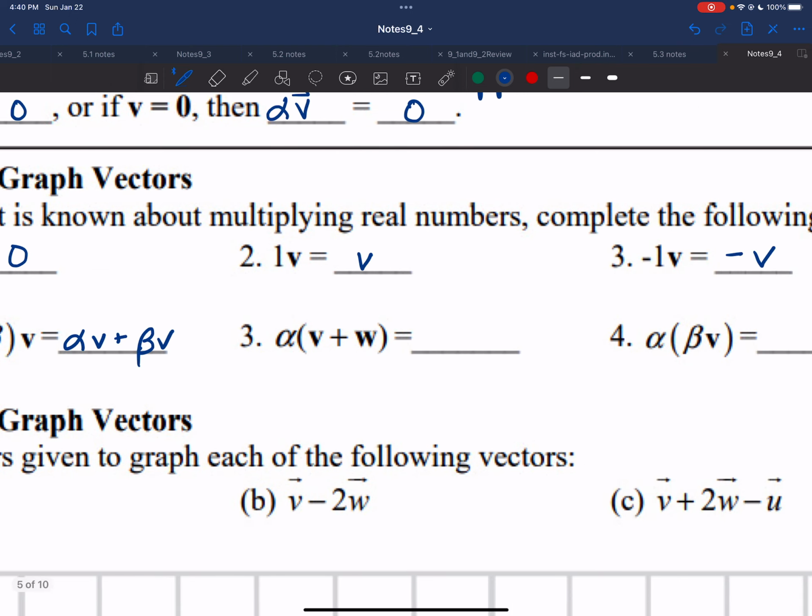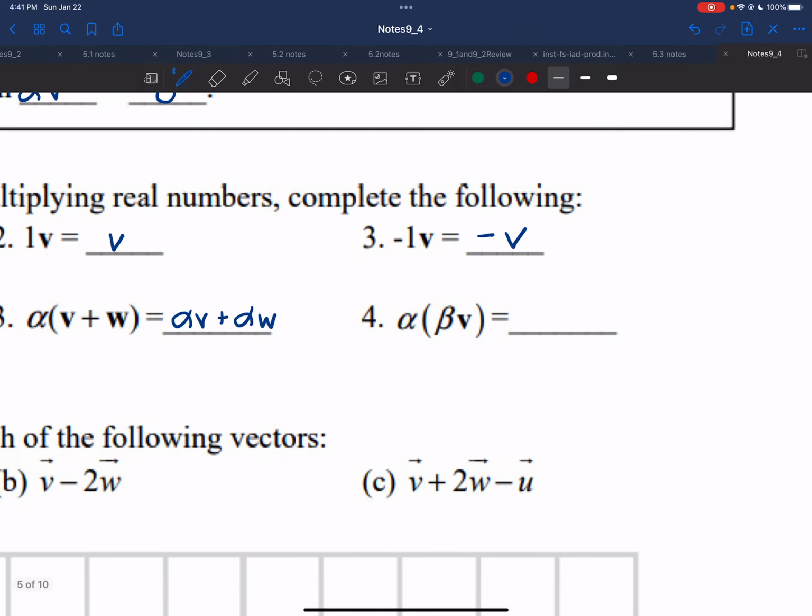And then here I have alpha multiplied by 2 vectors that are added together. So that would be the same as alpha v plus alpha w. And then I have alpha beta v. It doesn't matter what order you multiply in. So I could actually use the associative property and say, well, alpha times beta v works as well.